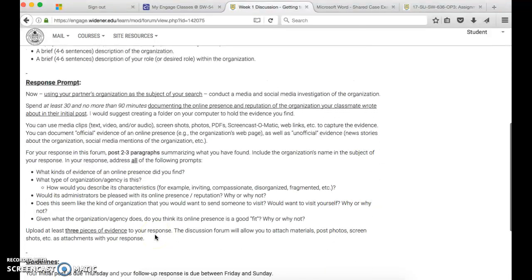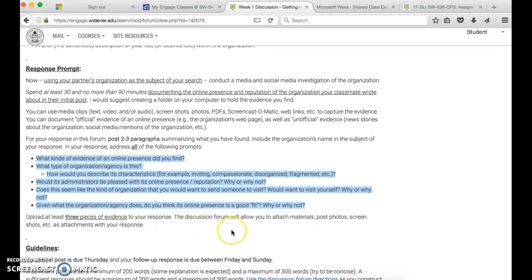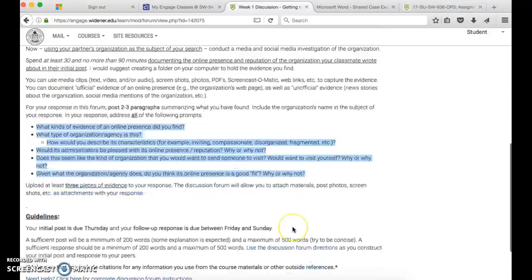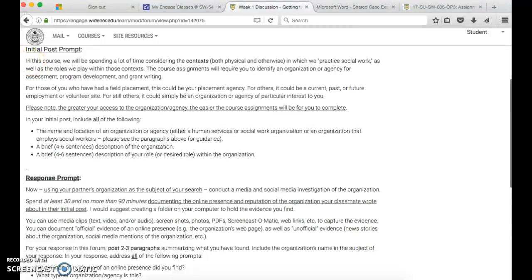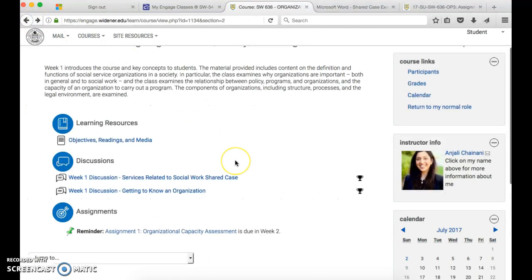I'd like you to post 2 to 3 paragraphs summarizing what you found for your response post, and in your response post, please do address all of the following that I've highlighted here. This response post will be, again, due between Friday and Sunday of this week. If you have questions about this, or you and your dyad are talking and have some questions, please just get in touch with me over email.